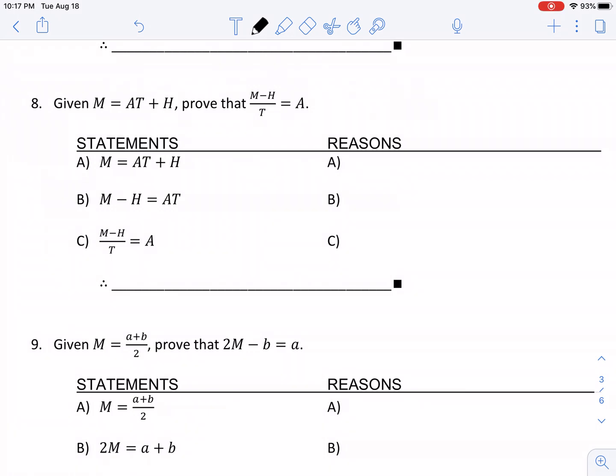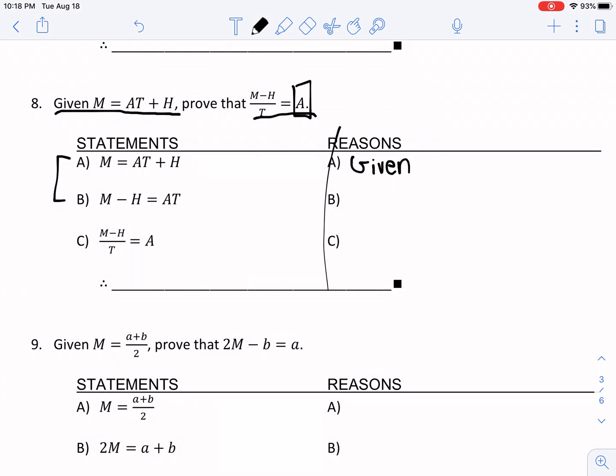So now, again, we're given that m is equal to at plus h, and we want to prove that (m minus h) divided by t equals a. So again, we start with our given statement, what we started with, and now let's think about, I have to get to (m minus h) divided by t to equal a, right? Well, what steps do I have to take to go from A to B? Okay, well, let's think about this. What is different from A to B, or how would we normally think about moving over a piece of the puzzle? The best way to approach this is we're trying to get a by itself, right?